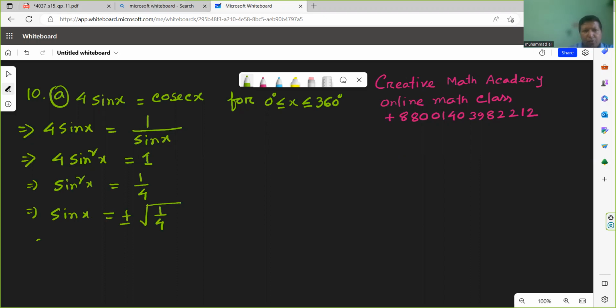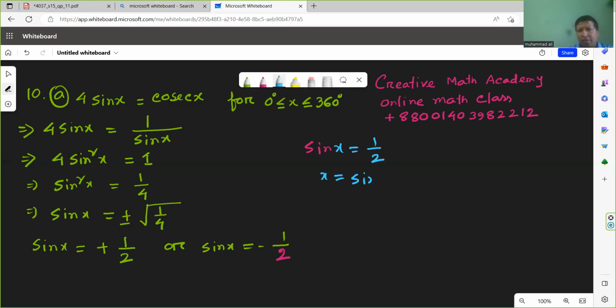So sin x equals plus minus root over 1 by 4. So we will get sin x equals plus 1 by 2 or sin x equals minus 1 by 2. So we want to find the value of x. Here, sin x equals half. So x equals sin inverse half. We have to convert our calculator into degree mode. Sin inverse half means it is 30 degrees.